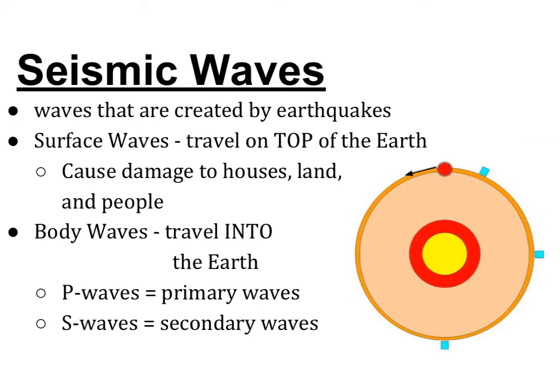And we have two different types of body waves. One is called P waves, which actually stands for primary waves. So the P stands for primary. These are usually the first ones that arrive at a location because they travel pretty quickly. And then the other ones we call S waves, and that stands for secondary waves. We call them secondary waves because they're the second ones that arrive, because they tend to be a little bit slower.